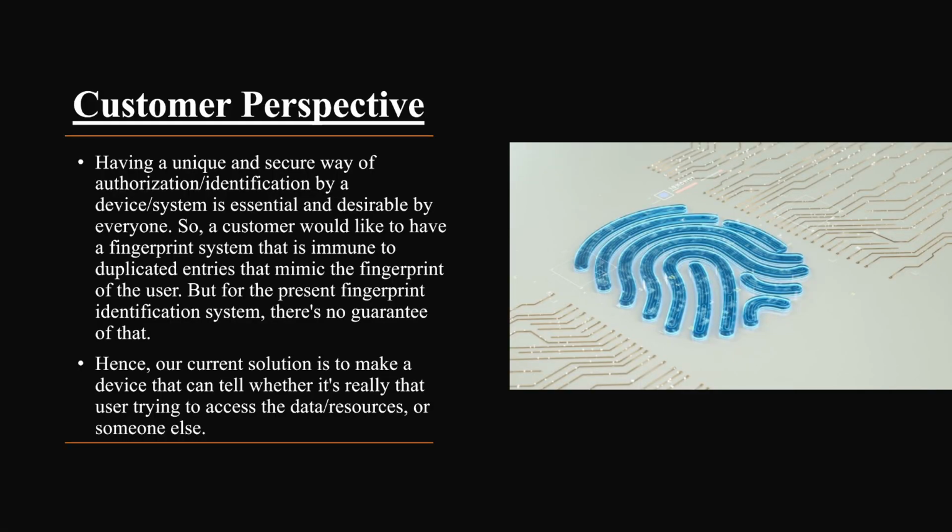Now let's get an idea about the customer perspective of this problem. Having a reliable and secure way of authorization or identification by a device or system is essential and desirable for everyone. So a customer would like to have a fingerprint system that is immune to any sort of duplicated entries that mimic the fingerprint of the user in one form or another. But for the currently used fingerprint identification systems, there is no guarantee of that. Hence, our current solution is to make a device that can tell whether it's really that user trying to access the data or resources, or someone else.